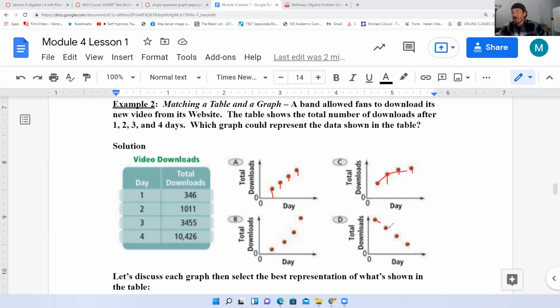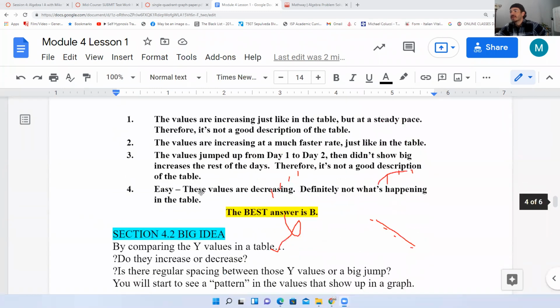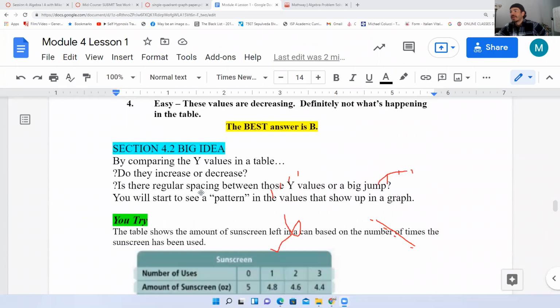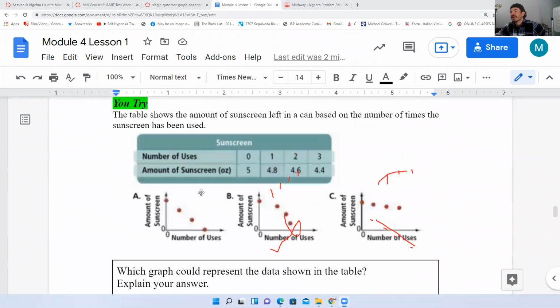This one's going down. So if they got 100 on day 1, they only got 90 on day 2, 80, 70. But this one, oh okay, they got more and more every single day. That's important to note. Okay, so I'm going to go with B here. Let's discuss. I think we just did that. The best answer is B. I totally agree.